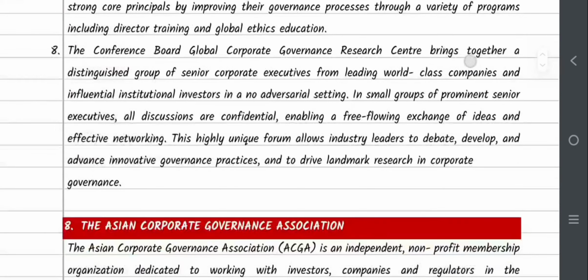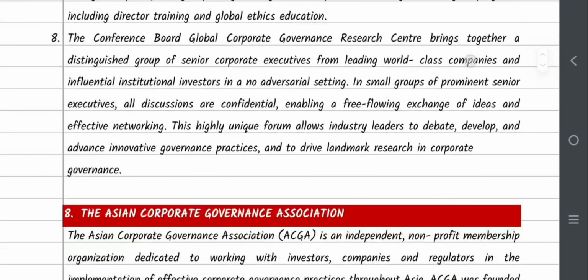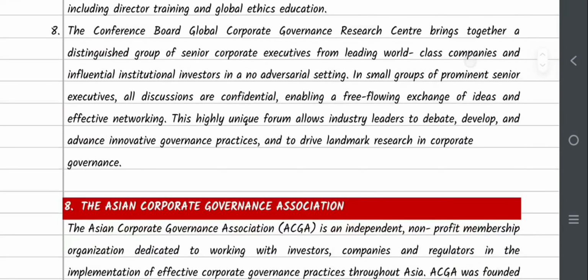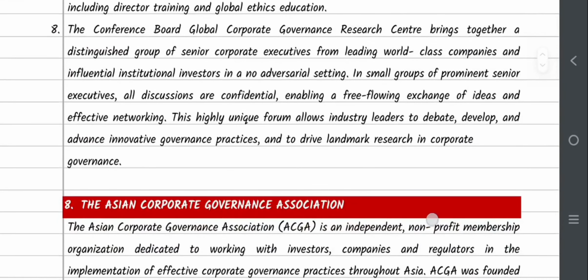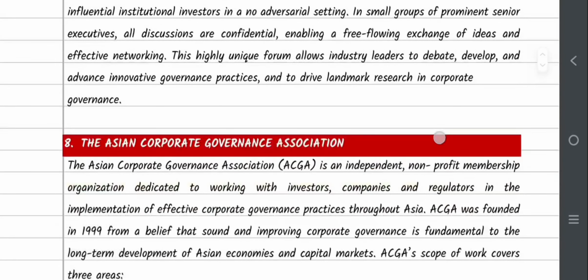Examine the practices and principles of corporate governance, and develop and encourage the adherence to corporate governance standards.